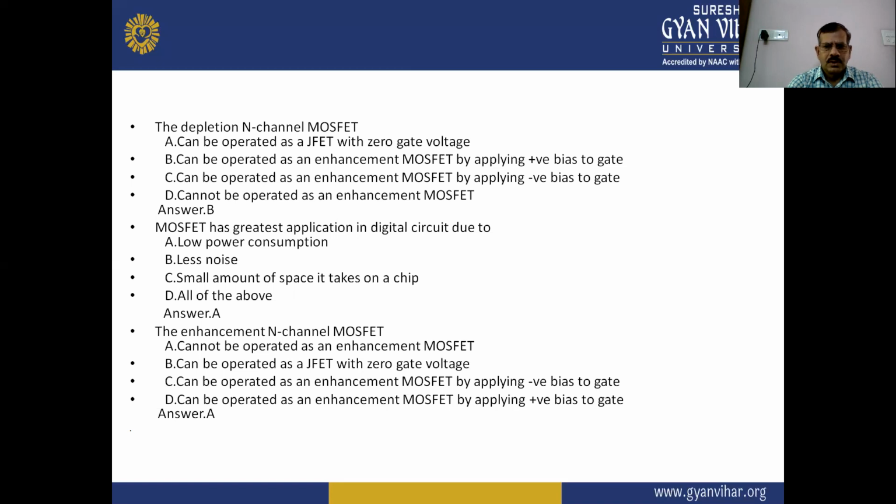In the next question, metal oxide semiconductor field effect transistor, MOSFET, has greatest application in digital circuits due to what? What is the reason? So option A is low power consumption. Option B, it has less noise. Option C, it takes a small amount of space on a chip. Option D, all of the above.